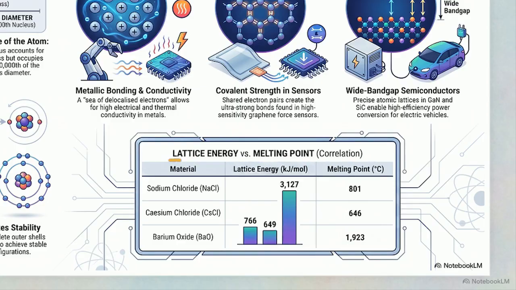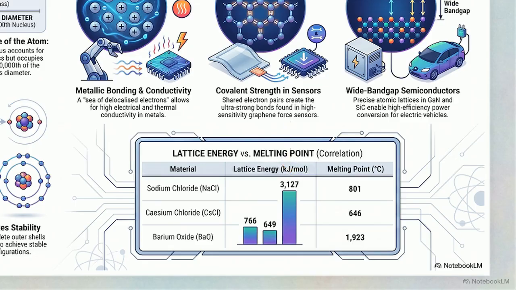High lattice energy indicates that atoms are tightly packed and locked, requiring immense amounts of thermal energy to break the electrostatic attractions. Notice the data point for barium oxide. Its high lattice energy pushes its melting point to 1923 degrees Celsius. Calculating this exact energy is how we select the heat-resistant ceramics required for extreme aerospace environments.